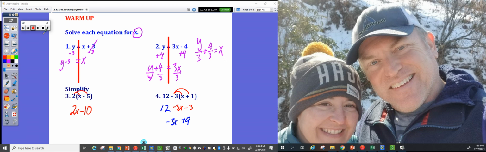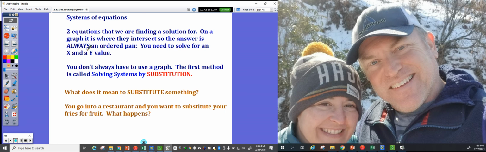What we're going to be doing is substituting. That means that most of the time, you're going to have one of the equations solved for a variable. But again, with two equations, finding a solution, they are always an ordered pair. So you've got to find an x and a y.